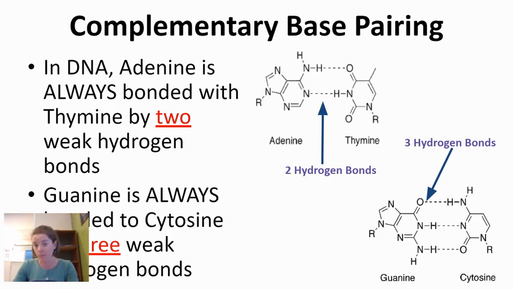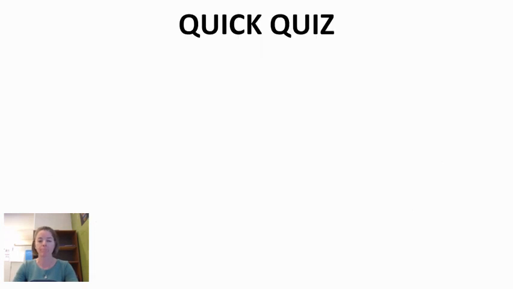I also remember it because adenine and thymine put together spell a word, A-T, "at." How many letters long is the word "at"? 2. How many bonds are there? 2. That's my shortcut way. Take it or leave it.